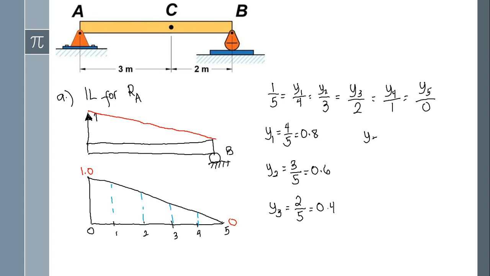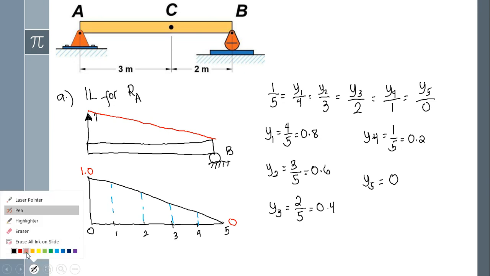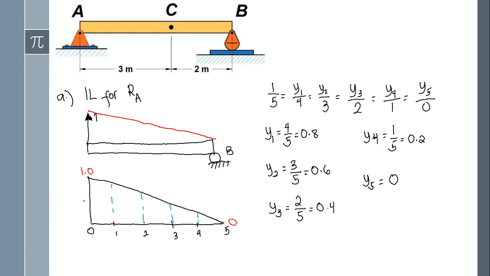And then y4 pa dahil y4 is equal to 1. Cross multiply ni mo diri, ano siya, 1/5 or 0.2. And then lastly y5, 0 man na diha yung denominator, so cross multiply ni mo diri sa 1/5, y5 is equal to 0. So mao na din ang ordinates nato for the influence line at RA. So sulat lang nato. So diri y1 is 0.8, y2 is 0.6, y3 is 0.4, y4 is 0.2, and y5 is 0.